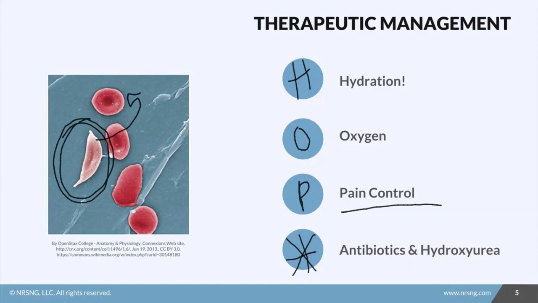Hydroxyurea is a newer drug that's been approved for adolescents and adult patients, and it's actually pretty cool. So what it does is hydroxyurea increases the amount of fetal hemoglobin that a patient has. And the interesting thing about fetal hemoglobin is that it doesn't sickle like a normal hemoglobin does. So by increasing the fetal hemoglobin in a patient, we're decreasing the number of hemoglobin that can actually sickle, reducing their chances of going into crisis. So definitely be on the lookout for these two medications specifically during your clinicals.